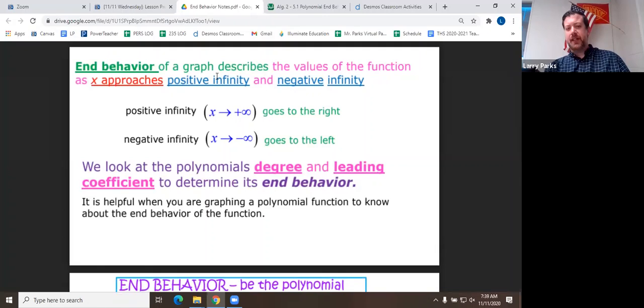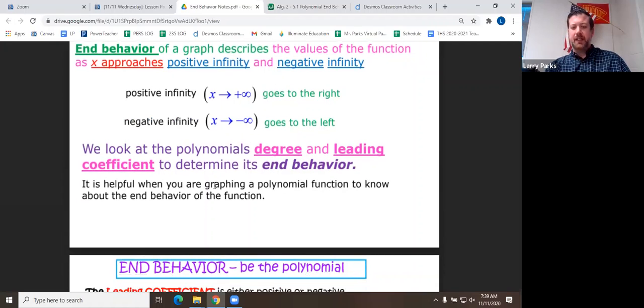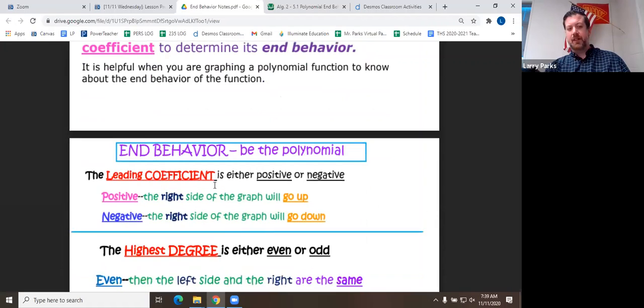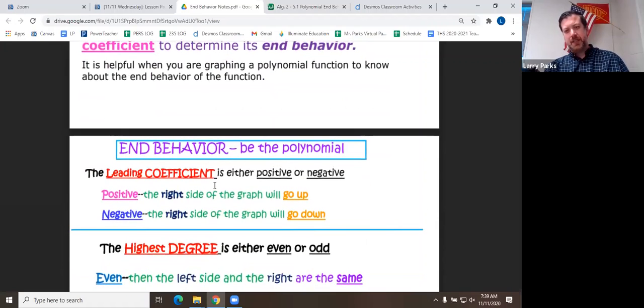So the end behavior of the graph describes the value of the function as we say x approaches infinity. That's what that symbol means, approaches. We say it goes to the right, and this is the way to say it goes to the left. And we look at the degree and the leading coefficient to determine the end behavior. Okay, and you all have access to Desmos. You will probably have access to Desmos on the unit test. So if you forget, you can always just go type it in and see what it looks like.